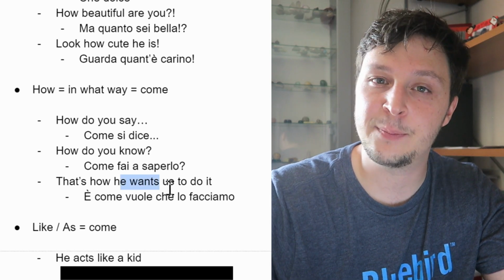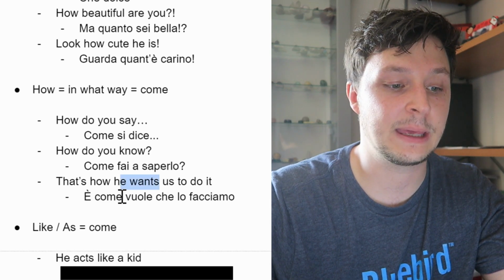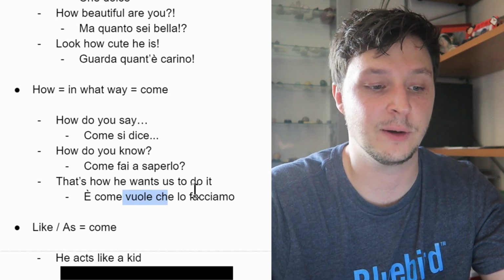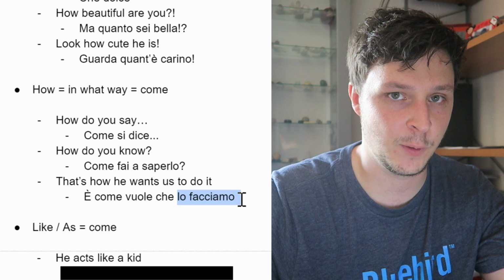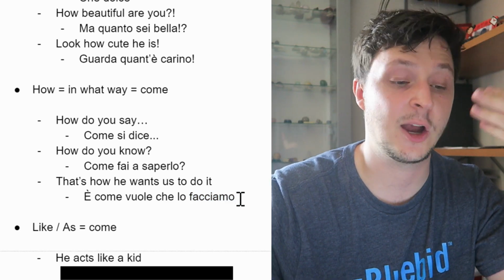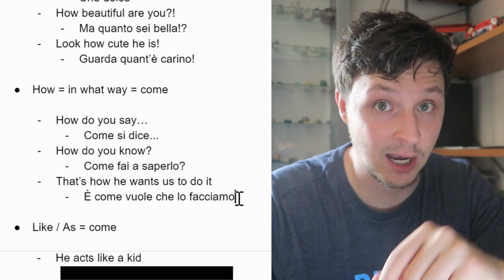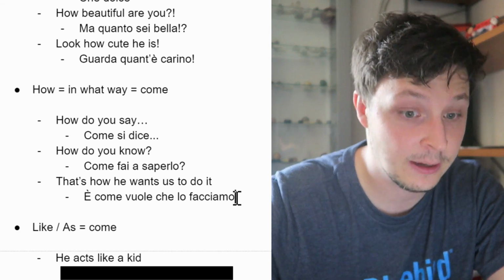You don't immediately put this object here. It will be vuole che, and then you conjugate the verb after. So è come vuole che noi lo facciamo. You don't really need the noi. So è come vuole che lo facciamo. That's how he wants us to do it.